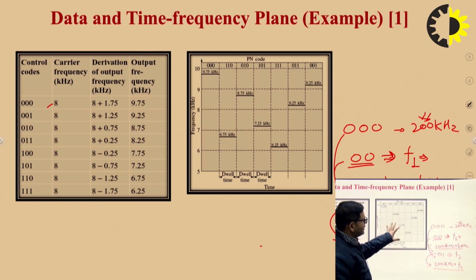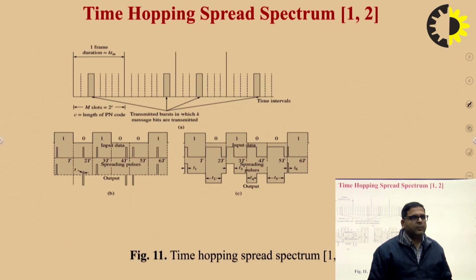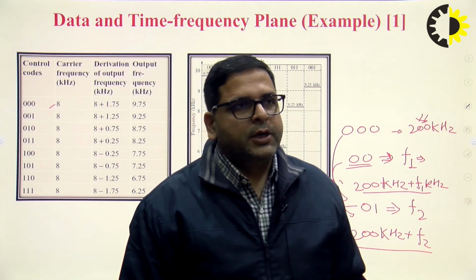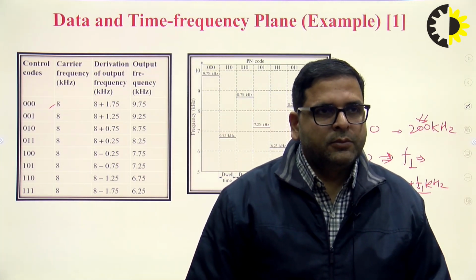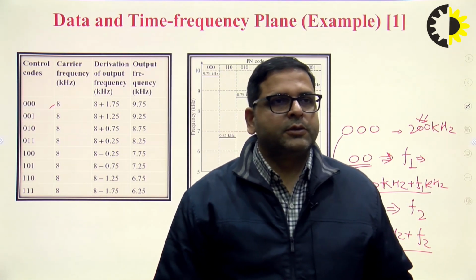This example is demonstrated in this chart, in which we can see that we are using different frequencies for different combinations of symbols as well as the PN sequence. So this is the example of frequency hop spread spectrum. This is also reflected in the previous slide, how we can change the frequency. So these are the topics which we had to cover.